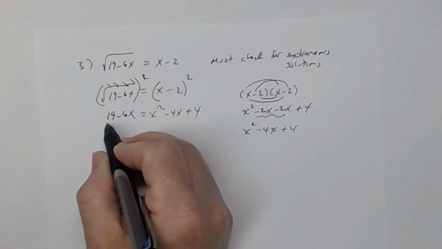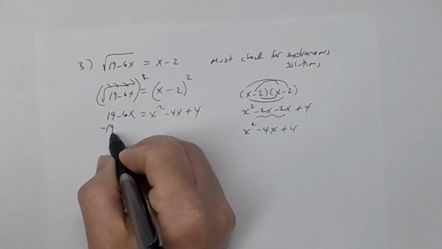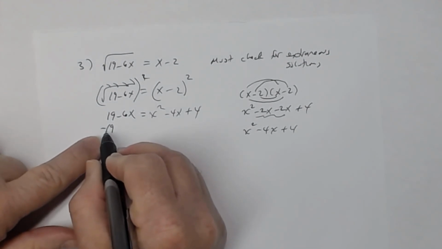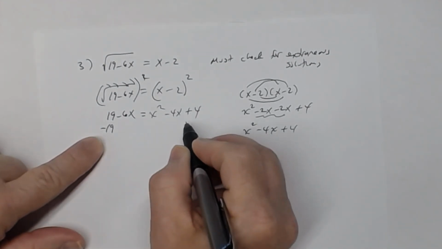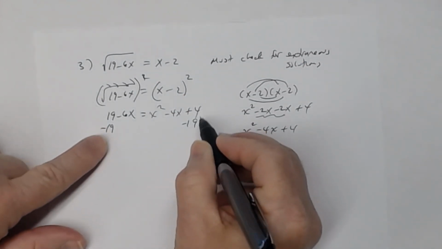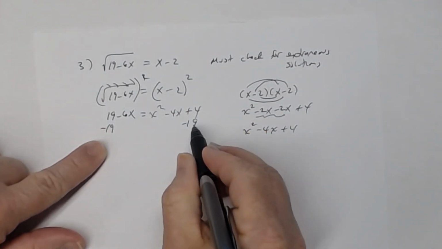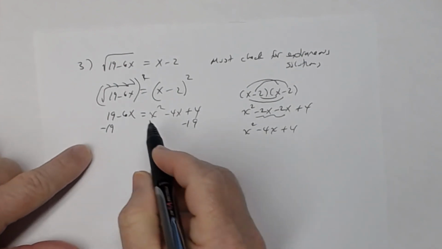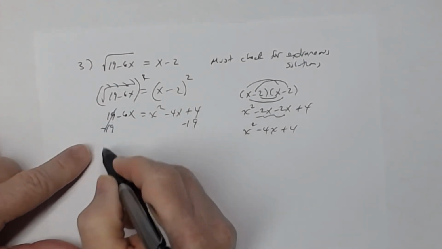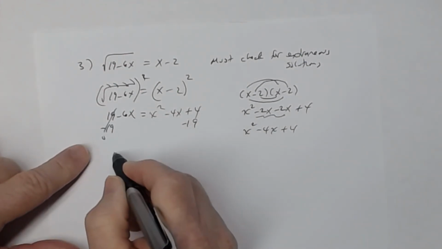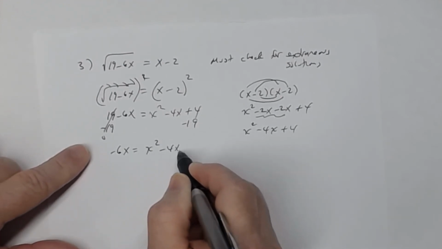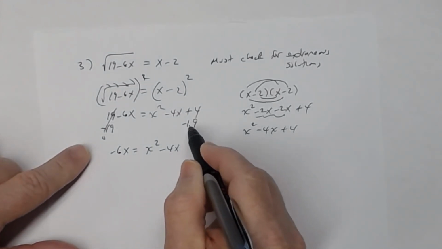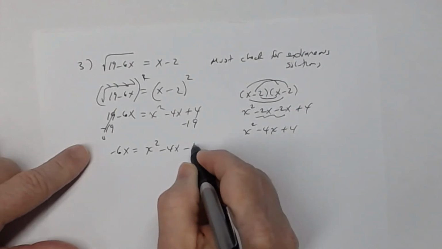Right now this is a positive 19. The opposite is to subtract 19. So I'm going to subtract 19 on the left side, I'm going to subtract 19 on the right side, and I'm combining like terms. So I'm aligning the like terms here. So I'm putting subtract 19 under the 4. Then combining like terms, 19 minus 19 is 0, so you get negative 6x equal x squared minus 4x. 4 minus 19 is a negative 15.